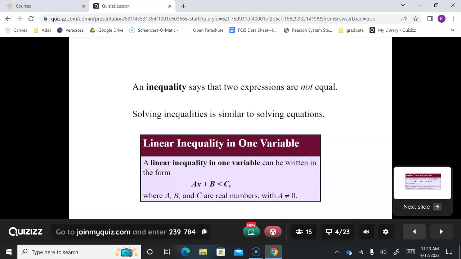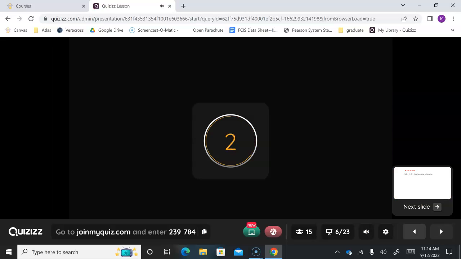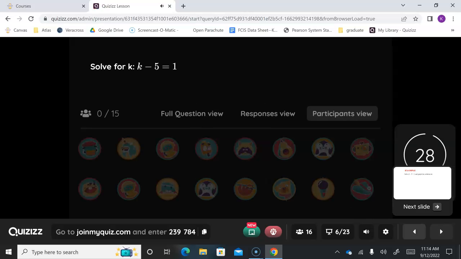All right? Inequality, again, expressions are not equal. Okay? Greater than, less than, greater than or equal to, less than or equal to. All right? Solving it is exactly the same way as an equation. Add and subtract from both sides. Multiply and divide from both sides. Get your variable by itself in order to get your solution. Okay? So this is an equation. Real simple. One step. Give me the number. Just the number. What k equals if k minus 5 equals 1. Just the number.